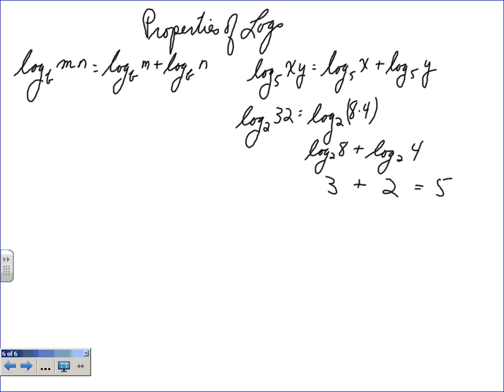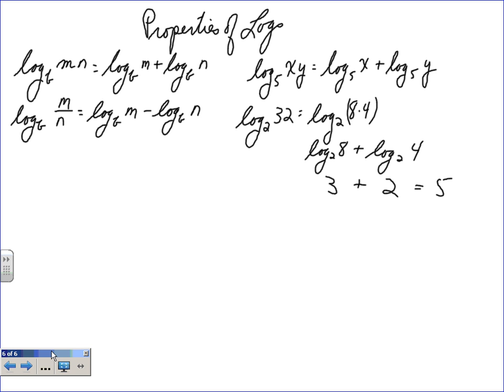We have another property that says find log base b of two numbers divided. What do you think we're going to do with the logs? Subtract. Because when we divide and the bases are the same, we subtract exponents, don't we? And logarithms are exponents. So log base b of m minus log base b of n. So that's two properties we need to memorize. The whole section today has to deal with properties.